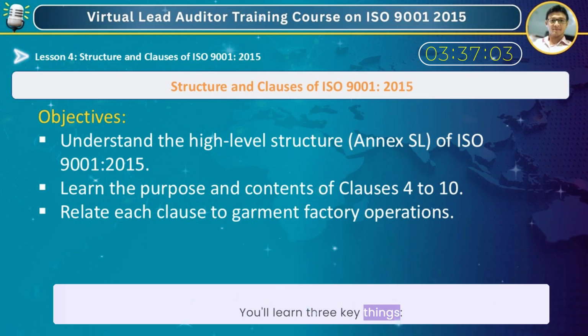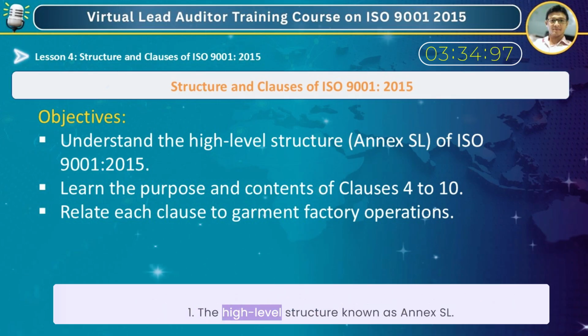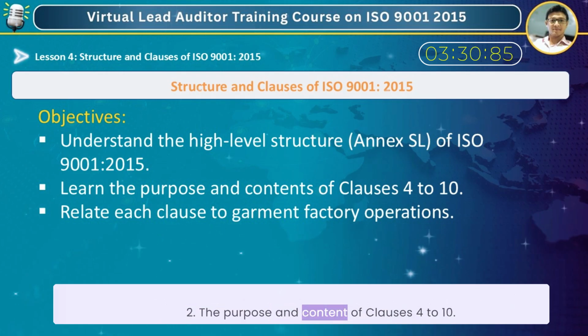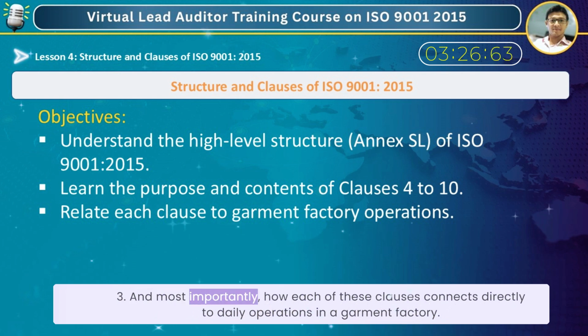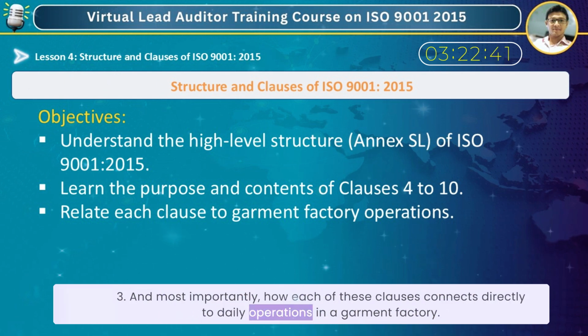You'll learn three key things. 1. The high-level structure known as Annex SL. 2. The purpose and content of clauses 4 to 10. 3. And most importantly, how each of these clauses connects directly to daily operations in a garment factory.